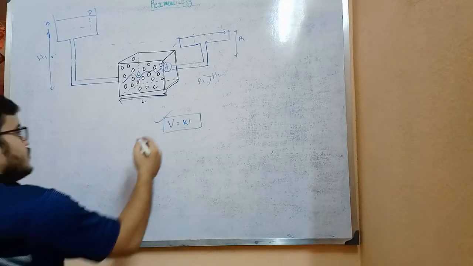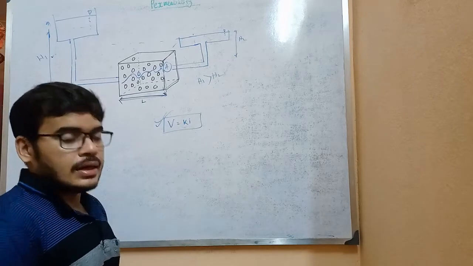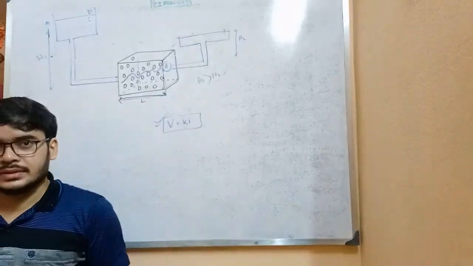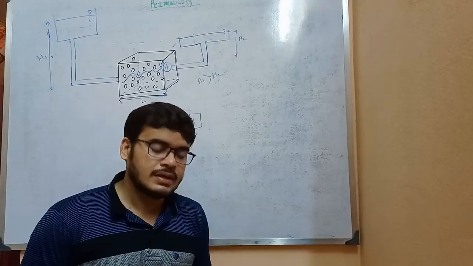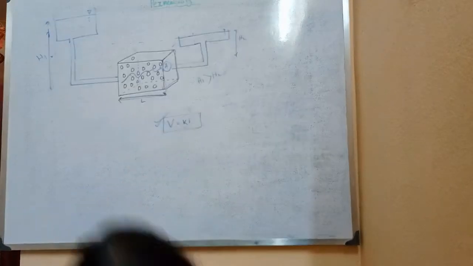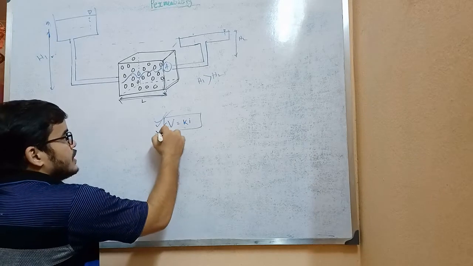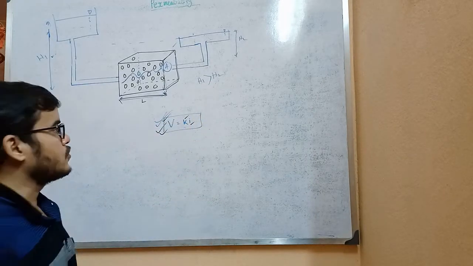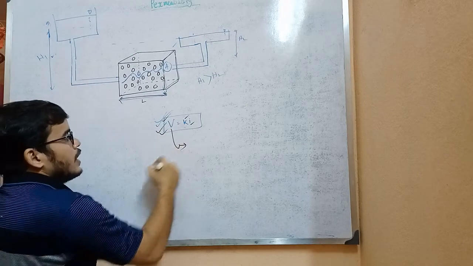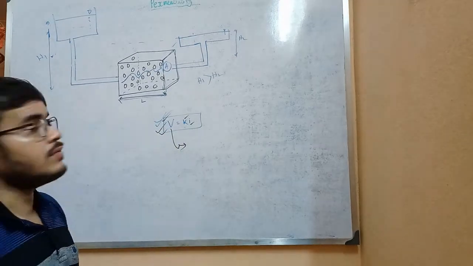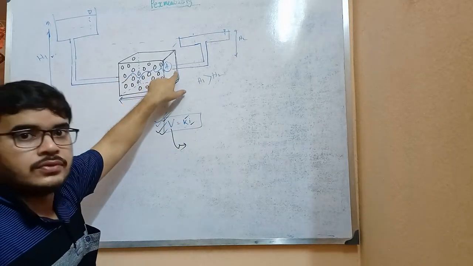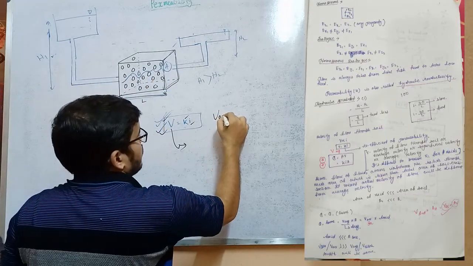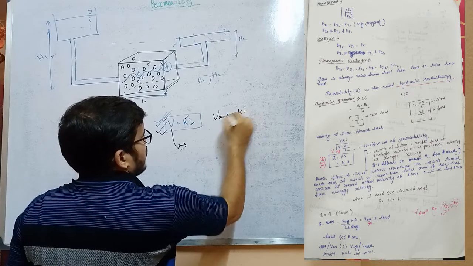So this equation V equals Ki has come after taking the assumptions, four Darcy's assumptions. So Darcy has simplified the whole thing, and he has got this equation V equals Ki. So from here we have to get the actual velocity of this fluid. This is an average velocity, V average equals Ki.